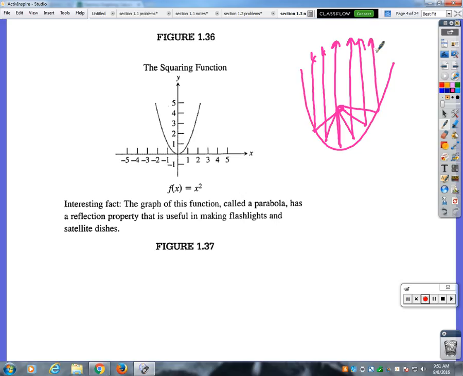So your car headlights and flashlights are all parabolic. They're called paraboloids. And it's nice because you get this nice focused beam. It doesn't disperse, so it's bright.